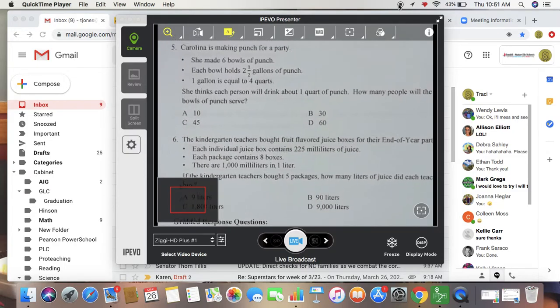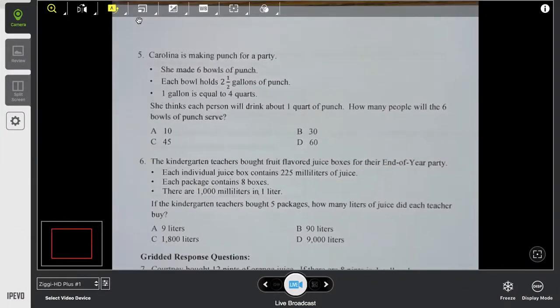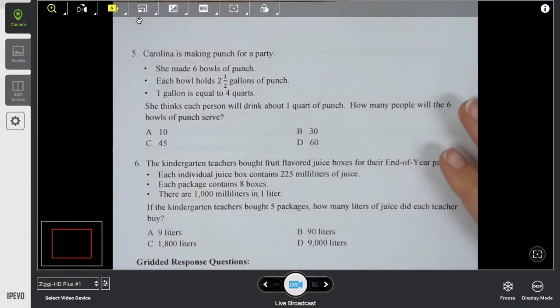Okay, ladies and gents, here we go with number 5. Let me get this bigger. Here's another nice wordy one. All right, let's tear it apart.